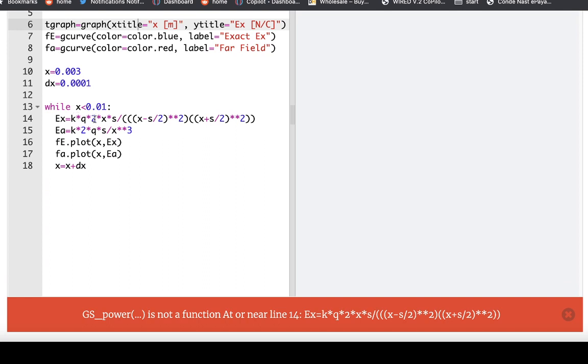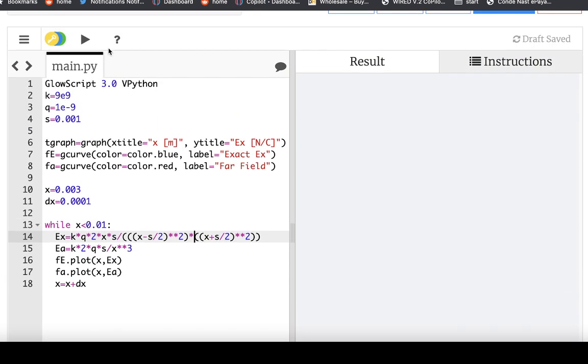So EX. K times Q times 2 times X times S divided by, I think I'm out of parentheses or something. Divided by, okay, that one goes with that one. That one goes with that one. That one. Oh, times, aha. Whew. See, it's the silly little things, right?